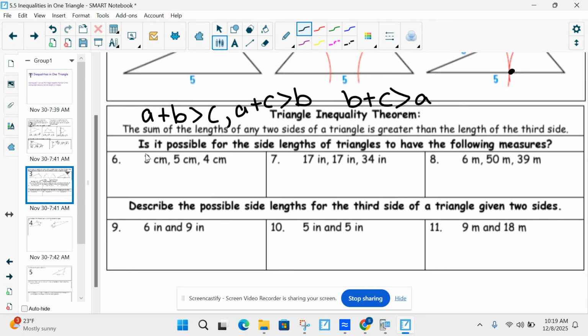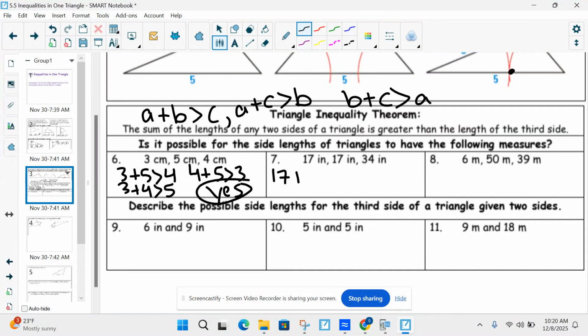So let's check here. Is 3 plus 5 greater than 4? Yes. Is 3 plus 4 greater than 5? Yes. Is 4 plus, here actually let's write it out. 3 plus 5 is greater than 4. 3 plus 4 is greater than 5. And 4 plus 5 is greater than 3. So yes, these side lengths do form a triangle. If any one of those weren't true, it wouldn't form a triangle.